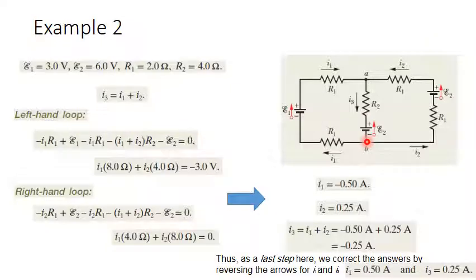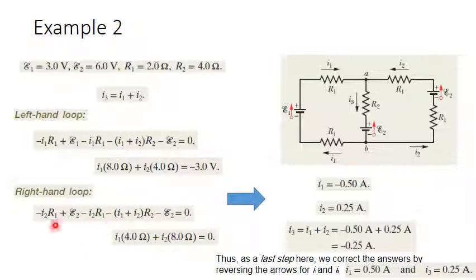Once again, I start from B to R1, minus I2 R1. Then we have the potential E2 in the same direction of the loop. Then the potential difference at R1, which is minus I2 multiplied by R1. Then the potential difference I3 multiplied by R2. Then minus the potential E2. This is the second equation for the second loop.